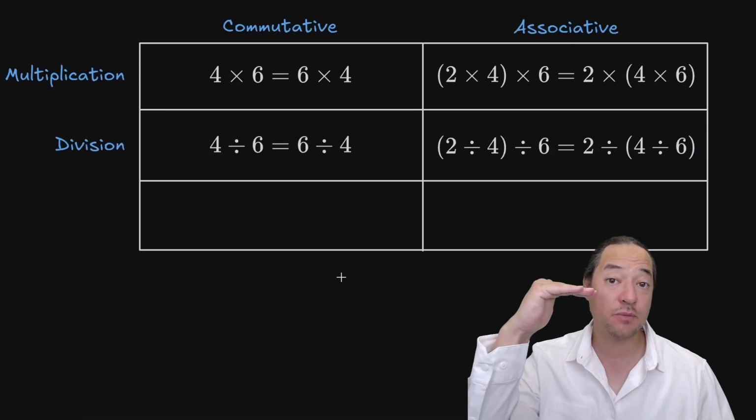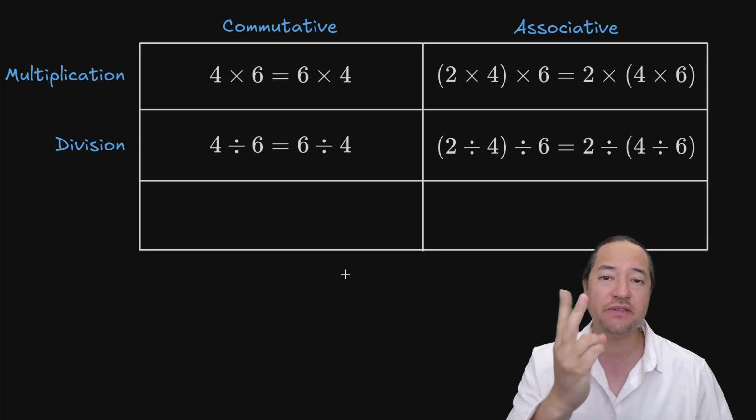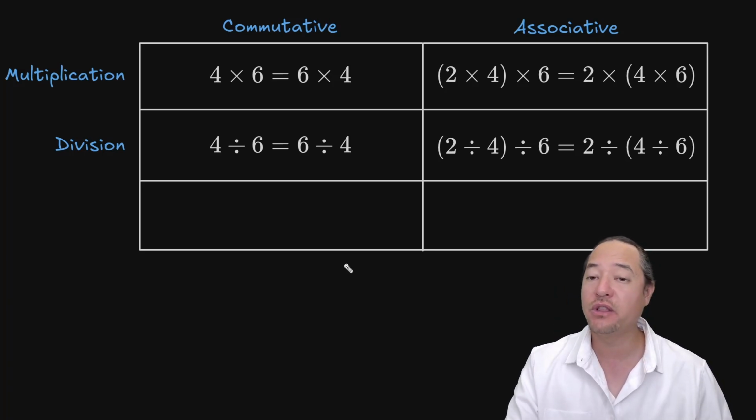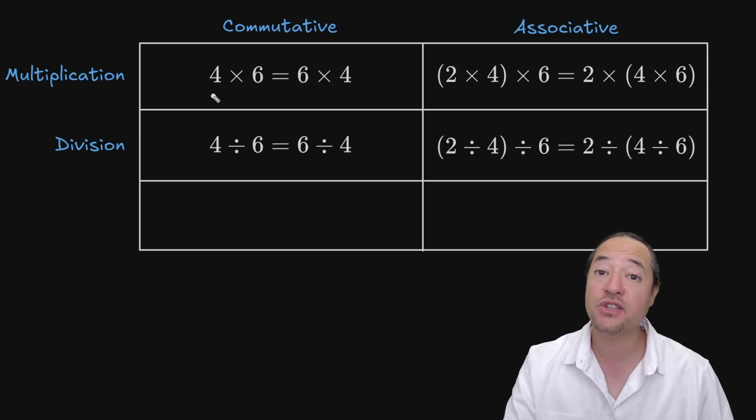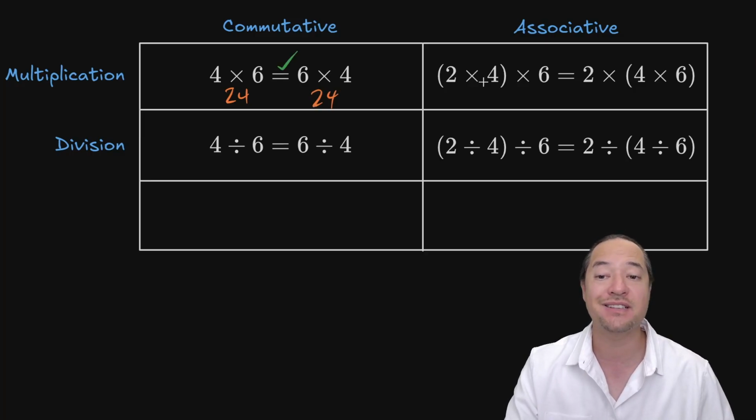Let's do a comparison between multiplication and division. We're going to focus on the commutative and associative properties. When we looked at multiplication, we said it was commutative. That meant the order of this operation should not matter. If I swap the 6 and 4, I should get the same answer. Let's test that out. 4 times 6, well, that's 24. 6 times 4, that's 24. Well, that's the same number. Multiplication is commutative.